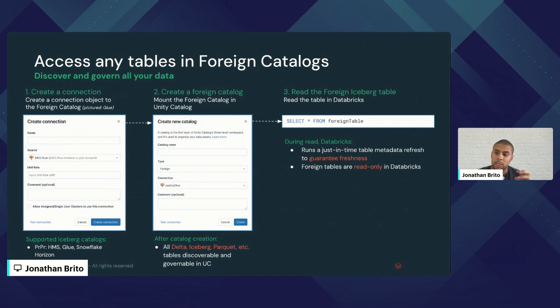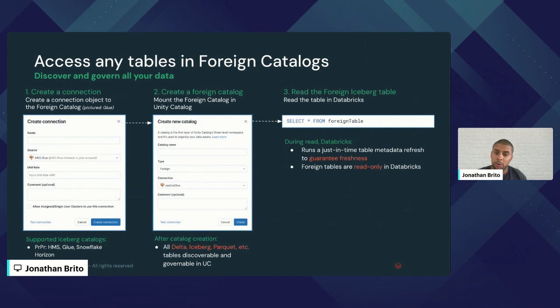What this does is basically create a catalog underneath your Unity Catalog metastore that will have all of your schemas and all of your tables, whether they be Delta, Iceberg, Parquet, really anything that you can possibly have in these foreign catalogs. And you get a really nice unified view of your data across that catalog and formats. From there, all you have to do is read the table.